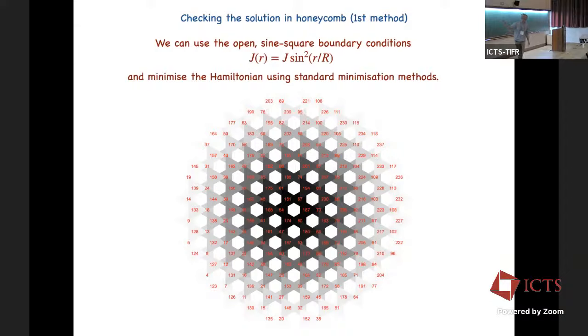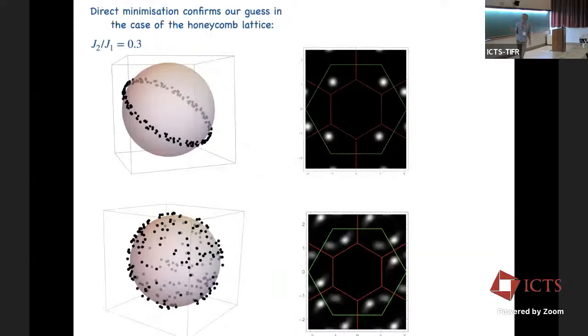If we have an open system, there are very strong edge effects. Because of that, there is a method called the sine square boundary condition, where the J values, as we approach the edge, decrease as sine square of R over R, where R is the distance from the center, and capital R is the size of this cluster. As we modulate the J couplings along this radius, the edge effects become very small. This goes back to Katsura-san and Hotta. There are many people who are using this method.